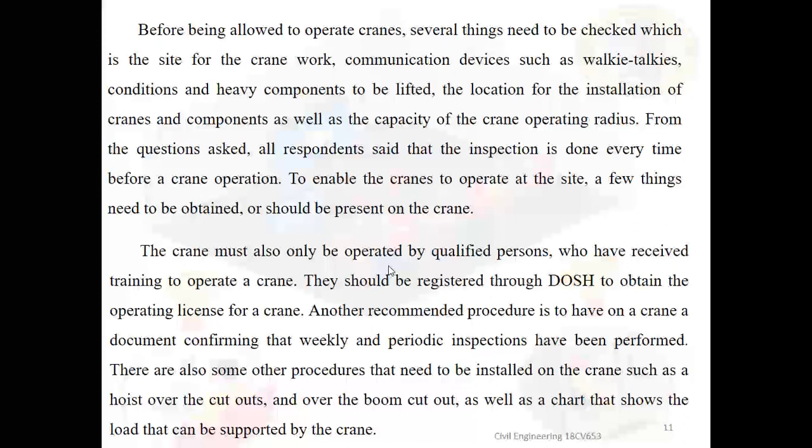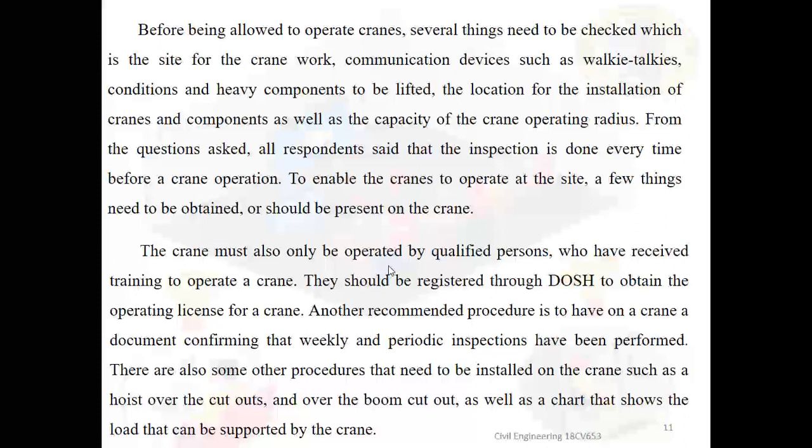To enable the crane to operate in the site, a few things need to be obtained. Some of the things should be present in the crane. The crane must only be operated by a qualified person who has received the training to operate a crane. They should be registered through the DOSH, the Department of Occupational Safety and Health, to obtain the operation license for a crane. Another recommended procedure is to have a document confirming that weekly and periodic inspections have been performed.